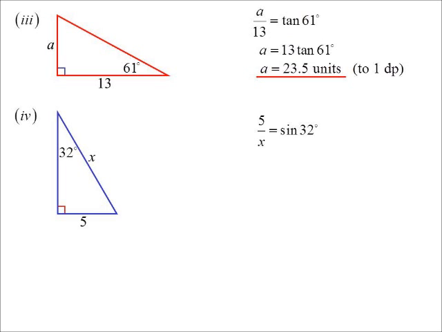So 5 over x is the sine of 32. So this time x will be 5 divided by sine of 32. And I always think the easiest way of remembering it is, if the pronumeral's on top, I'm going to end up multiplying by the trig. If the pronumeral's on the bottom, I end up dividing by the trig. But anyway, it's a fairly simple equation to solve. We've got 5 divided by sine 32, there we go, 9.4.